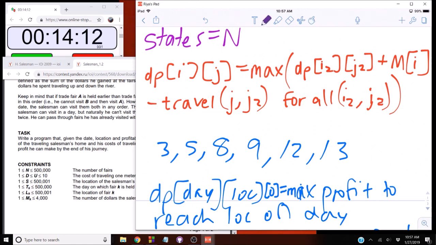Because nothing in this formula here uses i2. It says for all i2 and DP[i2], we don't care about the specific value of i2. It's just a way to find the different location. So this means that we only have to loop through the other locations.